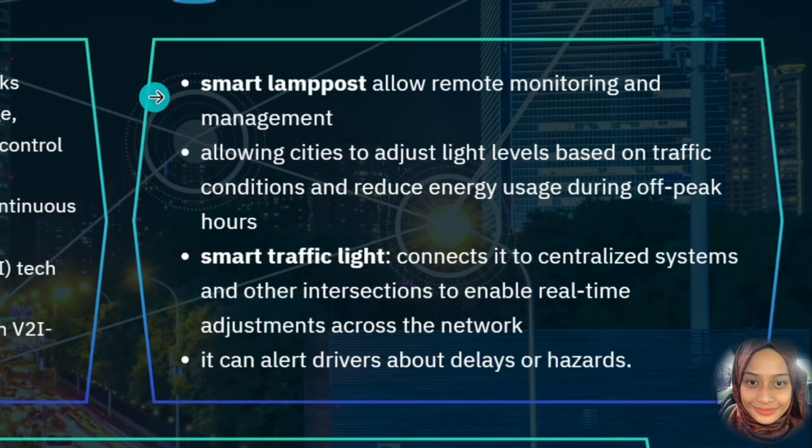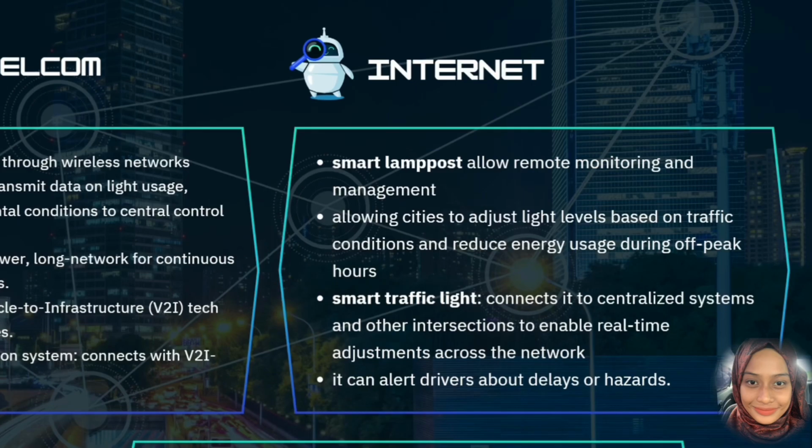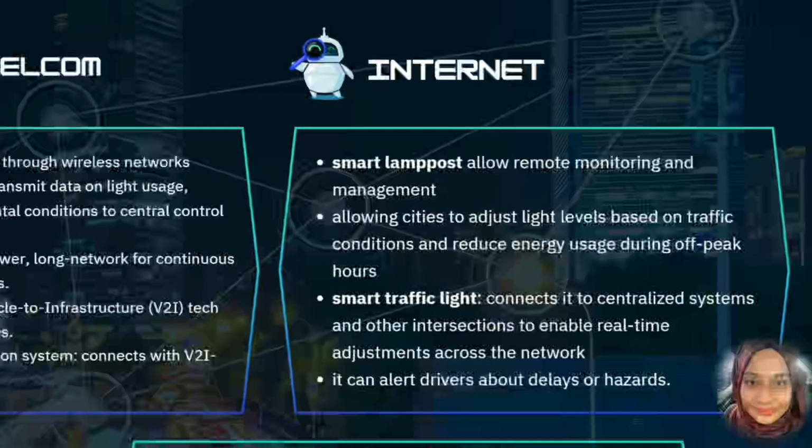Smart lampposts allow remote monitoring and management, allowing cities to adjust light levels based on traffic conditions and reduce energy usage during off-peak hours. For smart traffic lights, it connects to centralized systems and other intersections to enable real-time adjustments across the network. It can also alert drivers about delays or hazards.